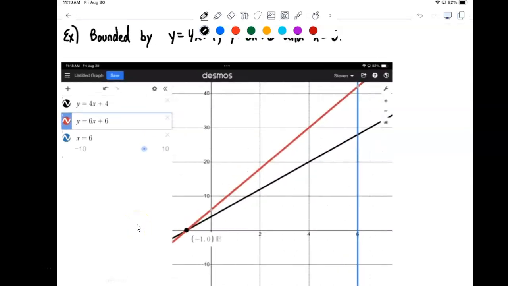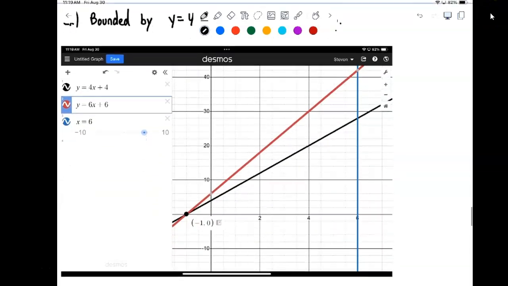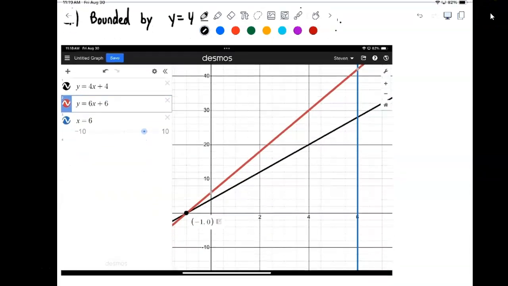All right, welcome back. So now we're asked in this problem to find the area that is bounded by these three lines. y equals 4x plus 4, y equals 6x plus 6, and x equals 6. And so I've gone ahead here and graphed my three equations here.